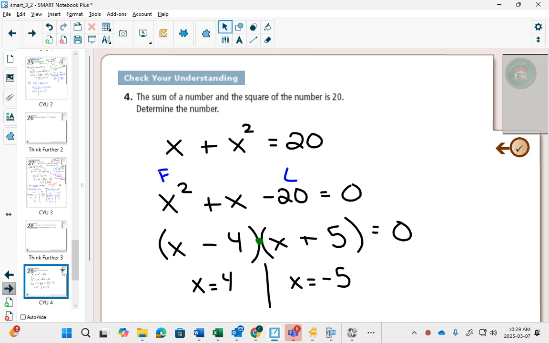And again, you do not need to verify, but you can if you want to. If I square this, 16 plus 4, yes. If I square this, negative 5 squared is positive 25 plus the negative 5 gets me back to 20 as well. They both work.